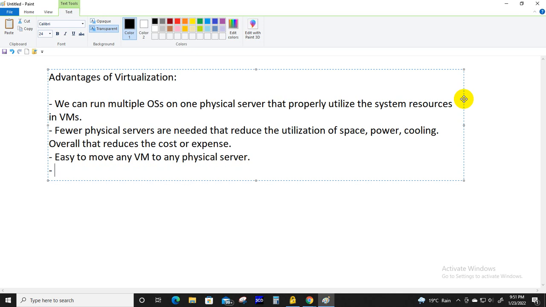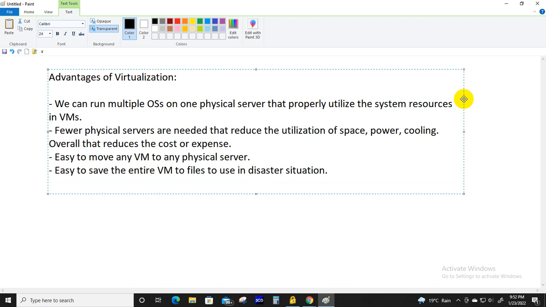So easy to save the entire VM to files to use in disaster situations. So we can save VMs in the format of files. So in case of a disaster situation, if the physical server goes down, we can use that file in another physical server immediately. So it reduces downtime. Downtime is reduced. You don't need too much time in a disaster situation.